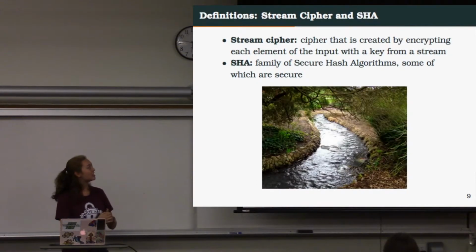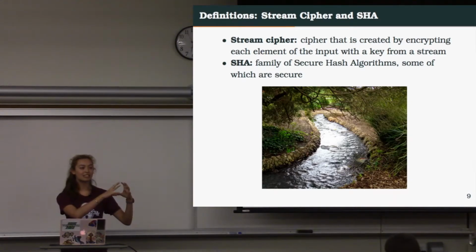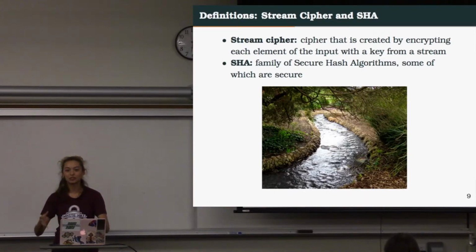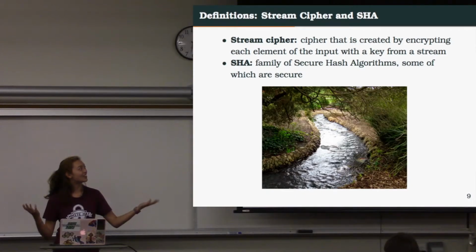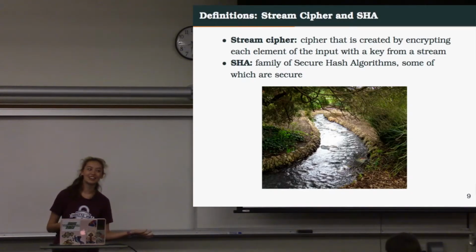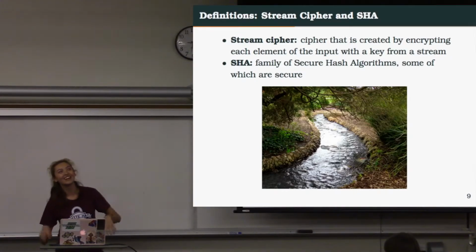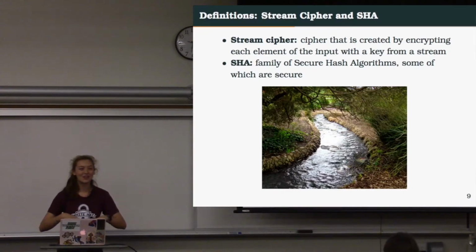The next definition is a stream cipher. So a stream cipher is a cipher that is created by encrypting each element of the message with a key from a stream normally. And the last one is SHA, which is the family of secure hash algorithms, and some of them are secure. At some point we thought the other ones were secure, and then it turns out like, oh no, they're not. But you know, that's why we make more.